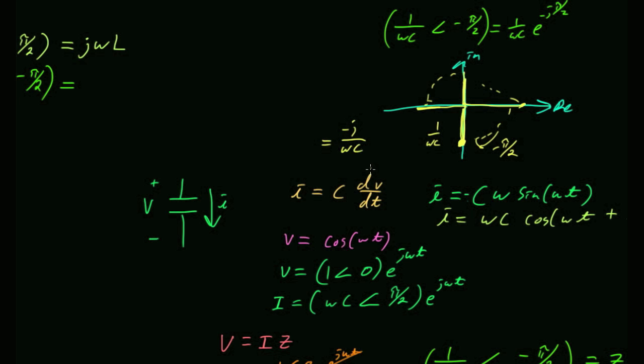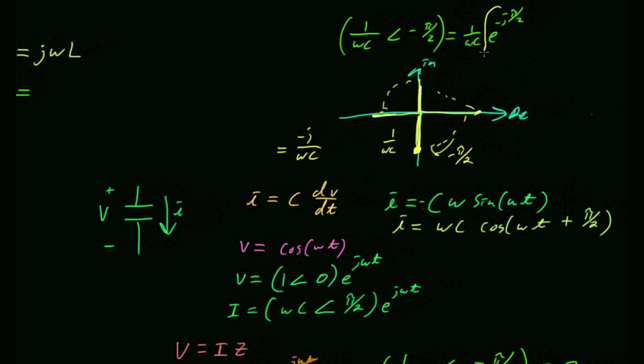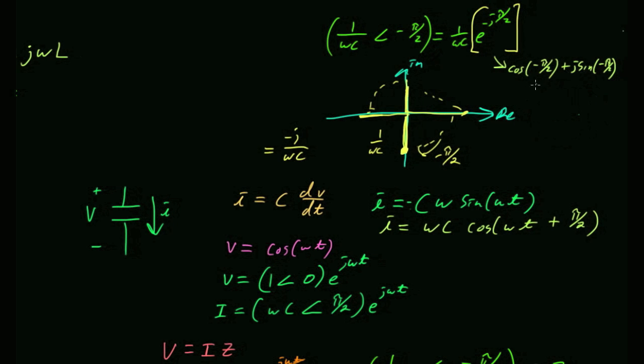If you don't like that, just do this. Just say e to the minus j pi over 2 by definition is equal to cosine of minus pi over 2 plus j sine minus pi over 2. Let's see, what is cosine of minus pi over 2? 0. And sine of minus pi over 2 is negative 1. So this whole expression is the same as negative j over omega c.